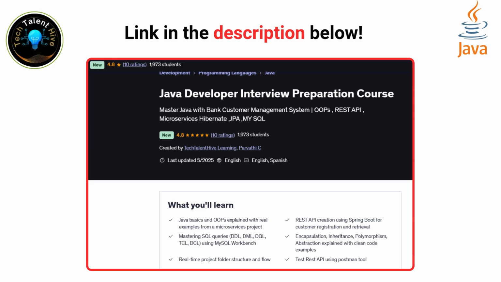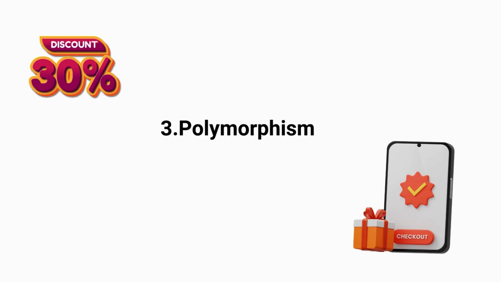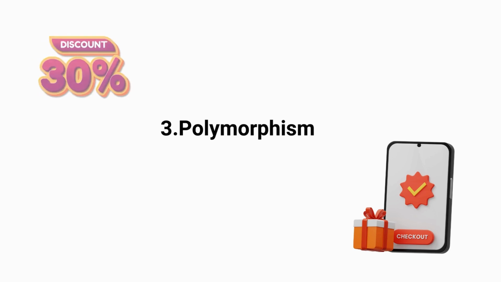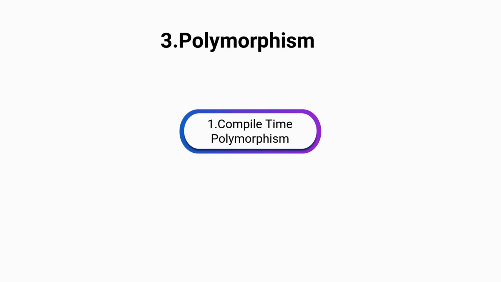Let's move on to this video. Okay, it is categorized as two types. One is compile time polymorphism. Another name is method overloading. Compile time polymorphism means it has the same method name, different parameters. So different parameters means the number of parameters we can pass can be different, and the types of parameters can be different. That's it.